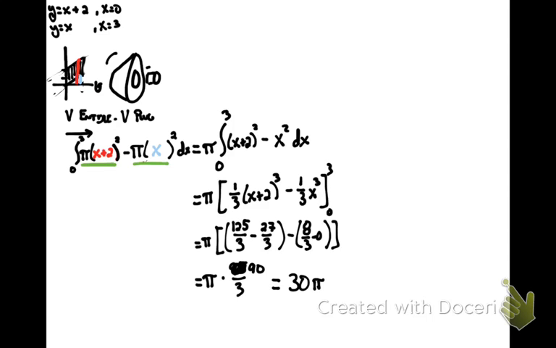This is sometimes referred to as the washer method because we're subtracting something out and our shape has a washer effect to it.